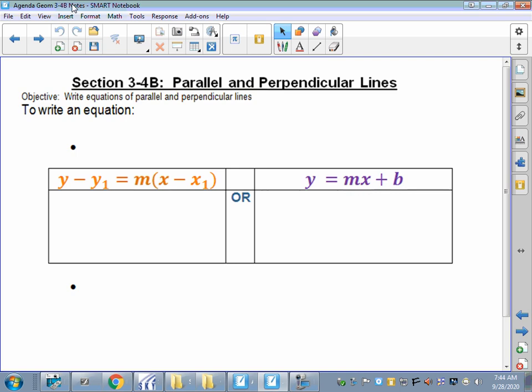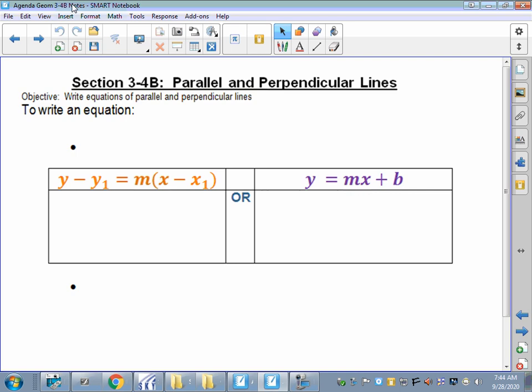So in Section 3.4a, we talked about parallel and perpendicular. We know that parallel lines have the same slope. We know that perpendicular lines have an opposite or negative reciprocal slope. So in 3.4b, we're going to write equations. Notice the little objective here: write equations of parallel and perpendicular lines.